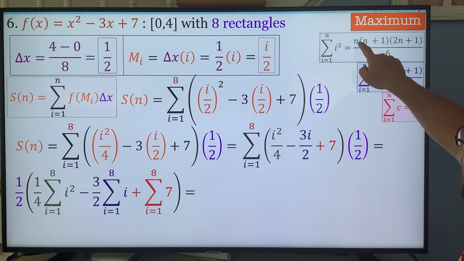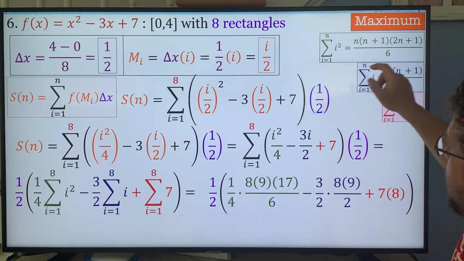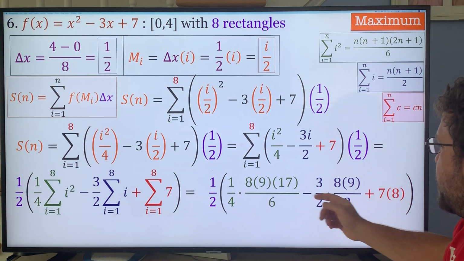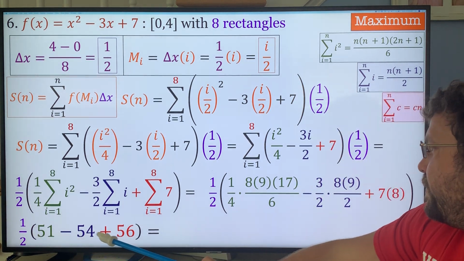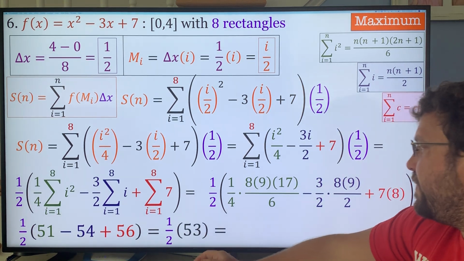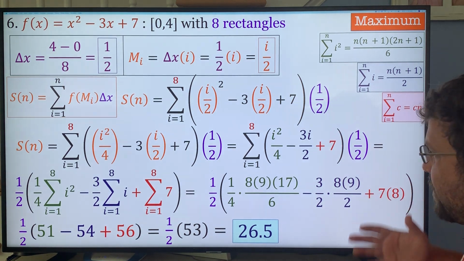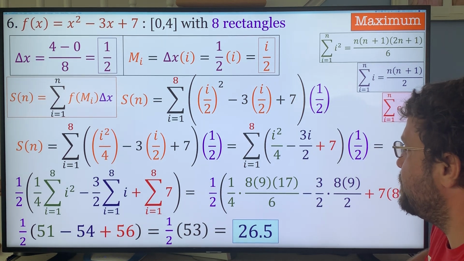Use my formulas. 8 times 9 times 17 over 6 times 1/4. Negative 3/2 times 8 times 9 over 2. And then 7 times 8. Notice everything's similar. The only difference is there's different coefficients in front. 1/2 of 51 minus 54 plus 56. Half of 53 gives you 26.5. Notice this was 26.5, the other one was 12.5. So there was kind of a large difference between the two. But that happens sometimes. It's allowed.